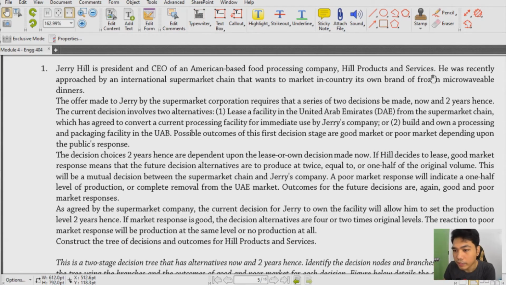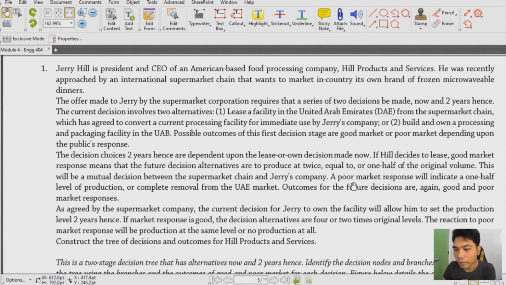So, if Hill decides to lease a good market response, means that the future decision alternatives are to produce twice equal to or 1/2 of the original volume. So, kung maganda yung market na na-produce na before, so ngayon in the future, you can produce twice equal or 1/2 of the original volume. And then, this will be a mutual decision between the supermarket chain and Jerry's company. So, wala tayong pakialam sa sentence na yun.